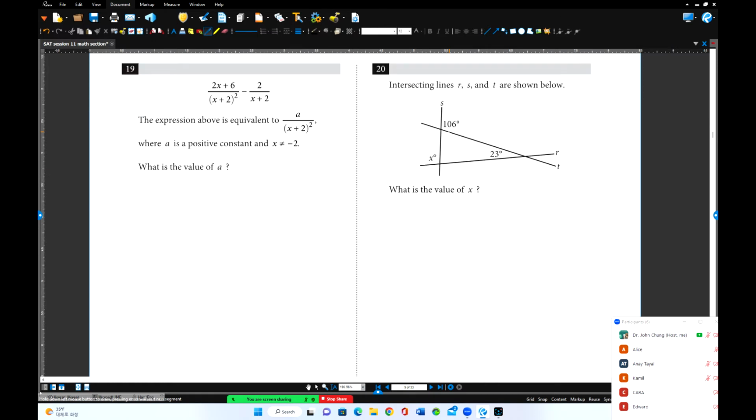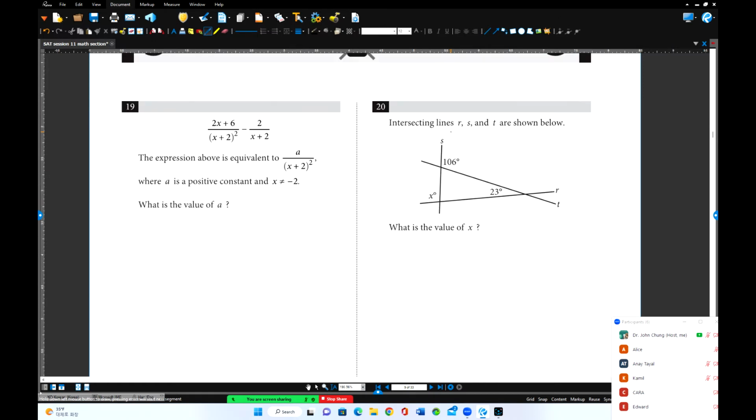Right, number 19. The expression above is equivalent. When you simplify, it's going to be equal this way: a over x plus 2 squared, a single fraction. But we know the denominator cannot be negative 2, right? If that is negative 2, that is undefined. So you cannot make it equal there. What is the value of a?